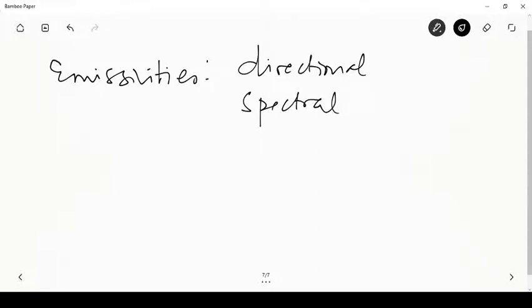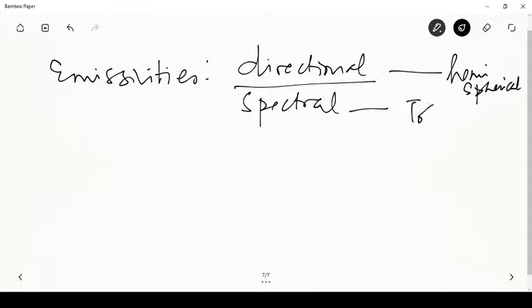Okay, so directional means in one particular omega, and if it is integrated over the entire hemisphere, it's called hemispherical. So you call it a directional emissivity or a hemispherical emissivity depending on whether you are looking at only one direction or uniformly over the entire thing. Similarly, spectral, if you are looking at only one lambda, and if you are looking at the entire spectrum integrated over lambda equal to 0 to infinity, then you get what is called total. Okay, so these are the terminologies that you have.